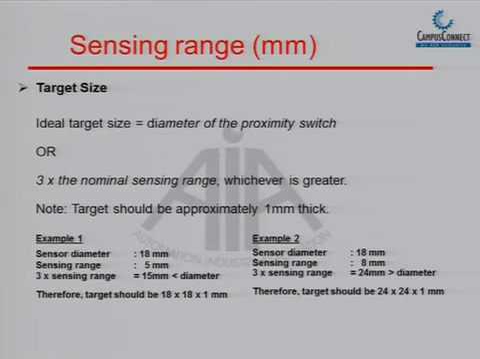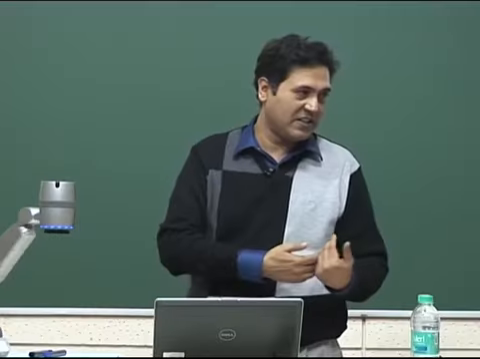Target size is the most important factor. We have a small theoretical rule that ideally the target size should be equal to the diameter of the sensor. That means, if you are using an M18 sensor, the minimum target size should be 18 by 18 mm square and the thickness should be a minimum of 1 mm. Why do we choose 1 mm? Because if we use a thinner sheet, the eddy currents that are produced will not be able to kill the oscillations.